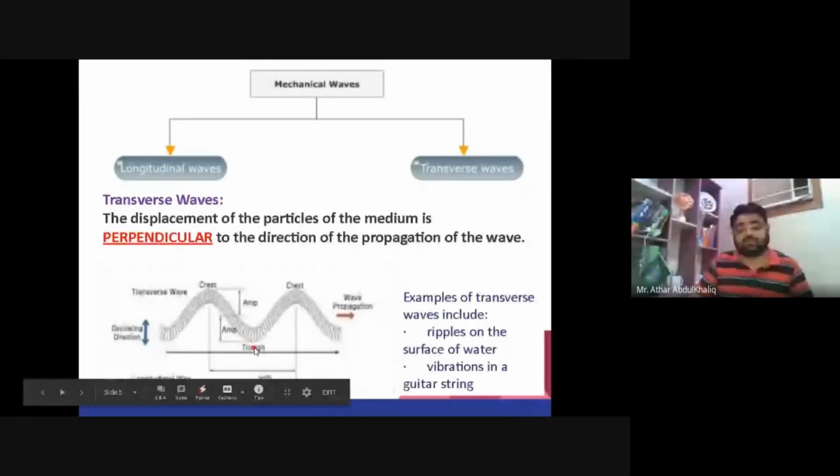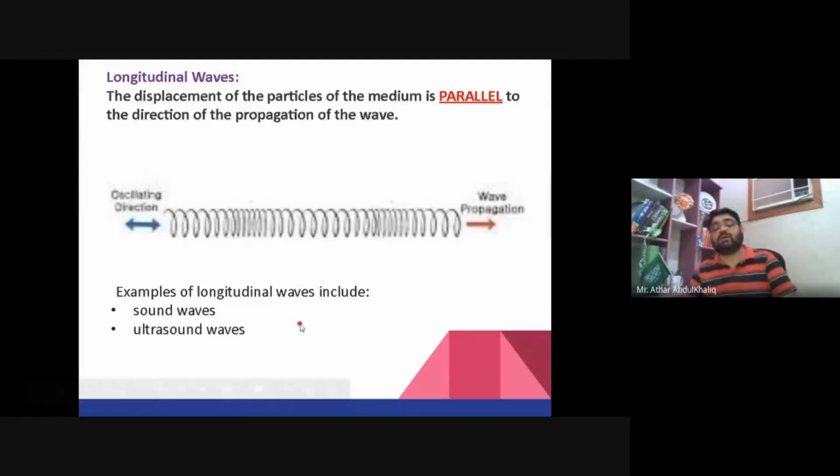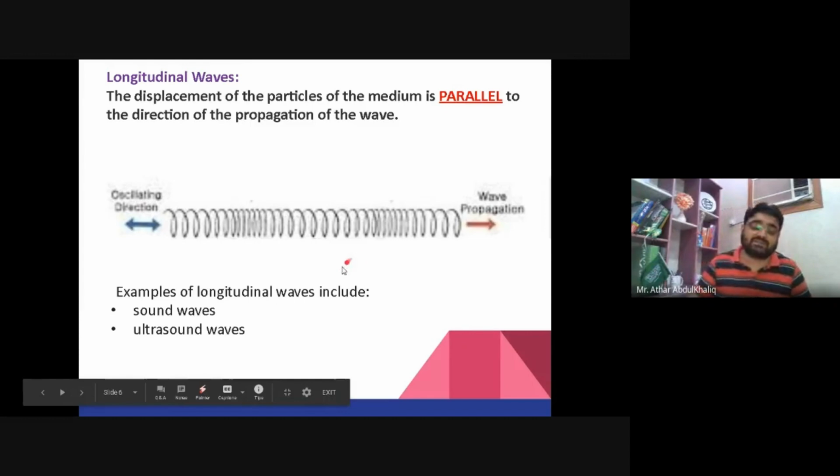We discussed transverse waves. Secondly, we discuss longitudinal waves. As you can see in this spring, it is a slinky spring. In the slinky, you can see some particles of the spring are close to each other, they are compressed, and some are expanded. So this is a kind of wave in which the particles move forward and backward while the wave moves forward. In this kind of wave, the particles of the medium move parallel to the direction of propagation, like in sound waves or ultrasound waves. These are called longitudinal waves.